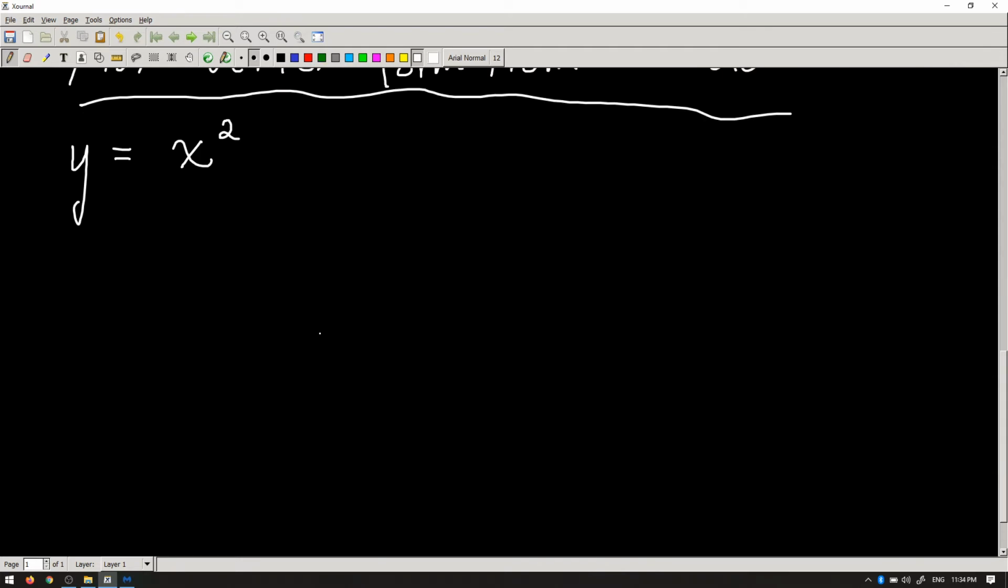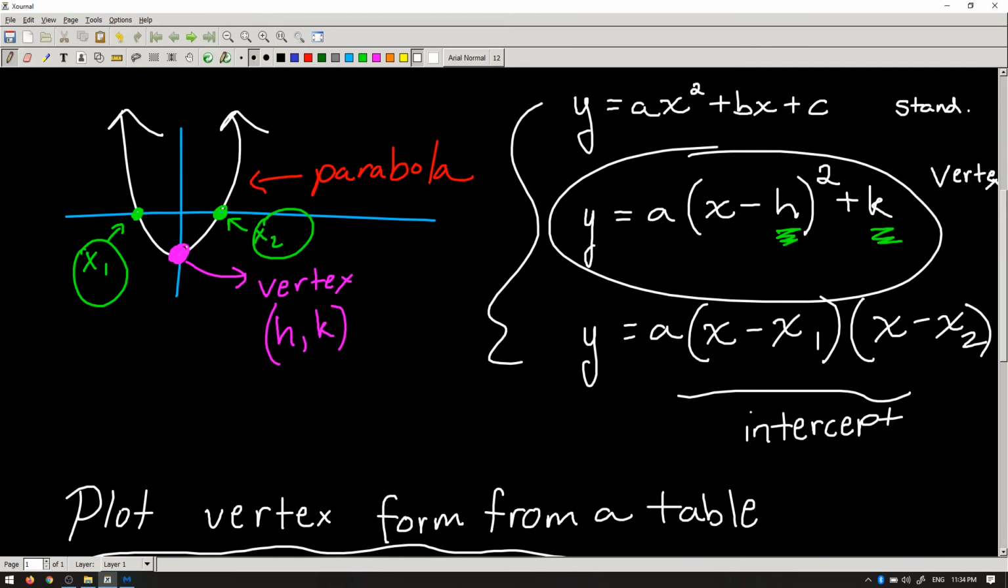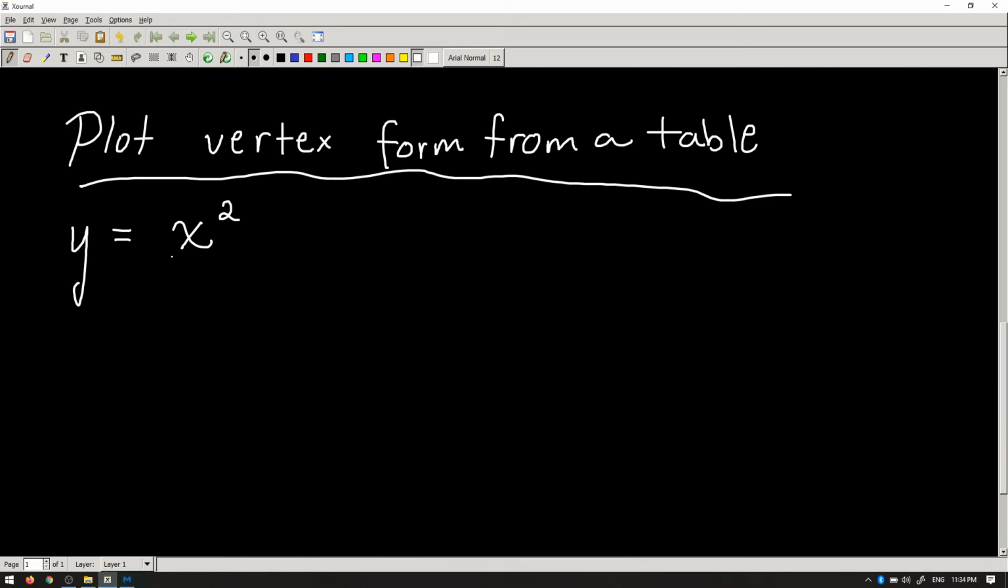Now, the vertex is one of the most important points on that parabola. So I need to know the coordinates of the vertex. That is a very good starting point because out of the vertex, everything unfolds, okay, and everything is drawn. So I need that vertex.